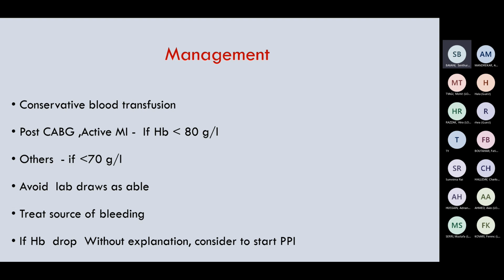How can we prevent this? We can give a conservative blood transfusion. If the patient is post-CABG or has an active MI and hemoglobin is less than 80, we have to consider blood transfusion. For others, if the hemoglobin is less than 70, we consider transfusion. As much as possible, we have to avoid frequent lab draws. If the patient has evidence of a source of bleeding, we have to control the bleeding. If hemoglobin drops without any explanation, we have to start proton pump inhibitors. It may be due to minor stress ulceration.